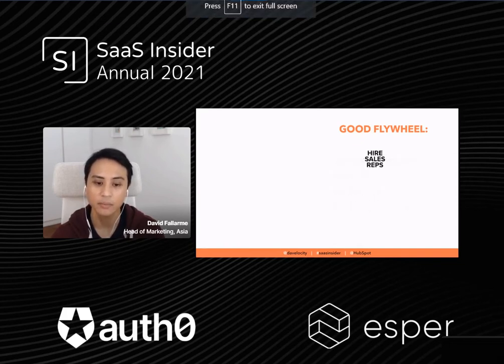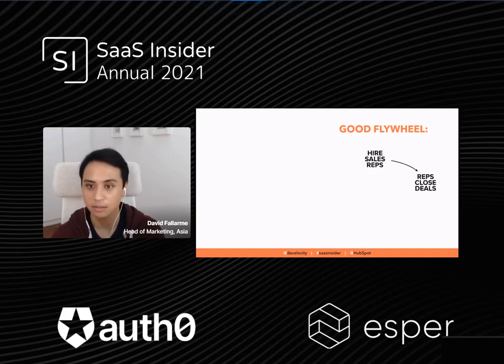And that's because their flywheel, in contrast to the first one, looks something like this. Hire a bunch of sales reps. Those reps predictably close some number of deals.